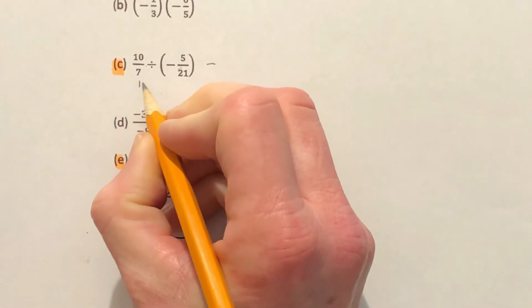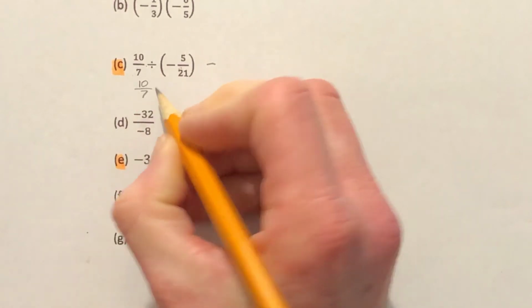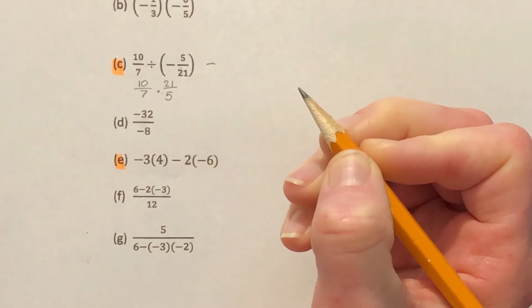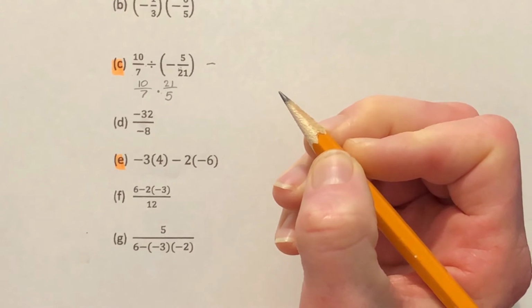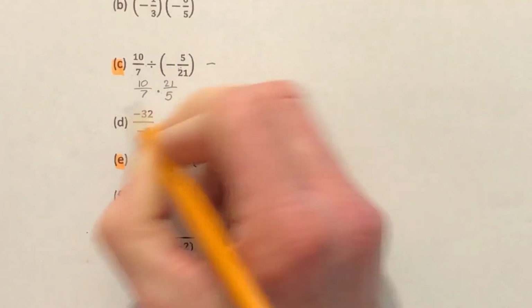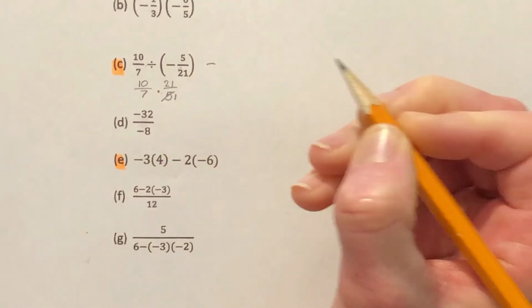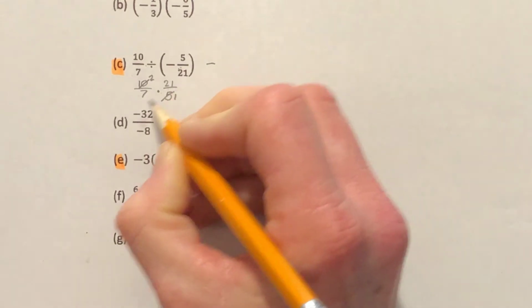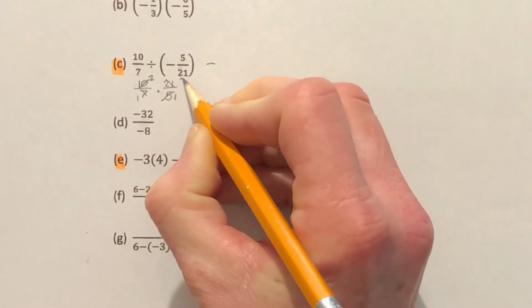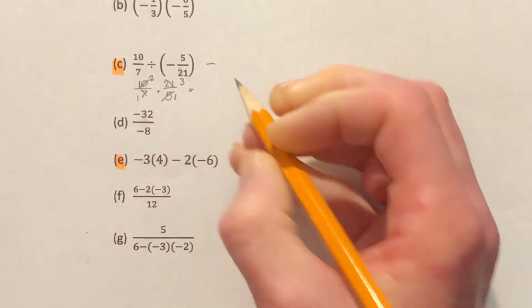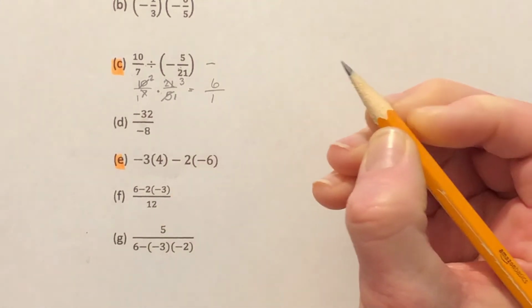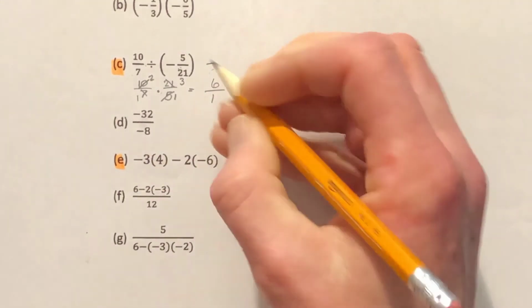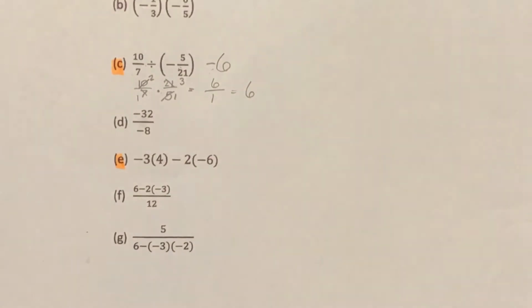Now I'm going to set this up: 10/7 times 21/5. And look at this. Do you see what I see? I can totally cross reduce both sides. This is going to be easy. Then reduce these by 7. Looky here, 2 times 3 is 6 over 1. My answer is 6. And thank goodness I put that negative up there so I did not forget that it is negative.